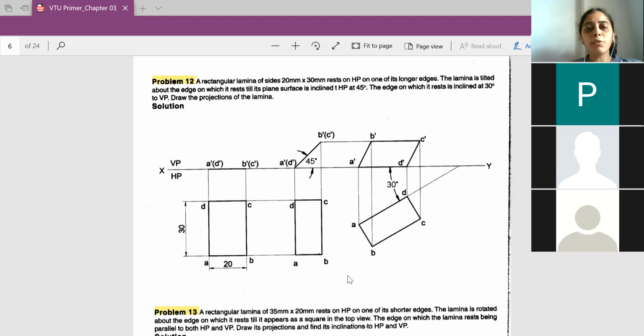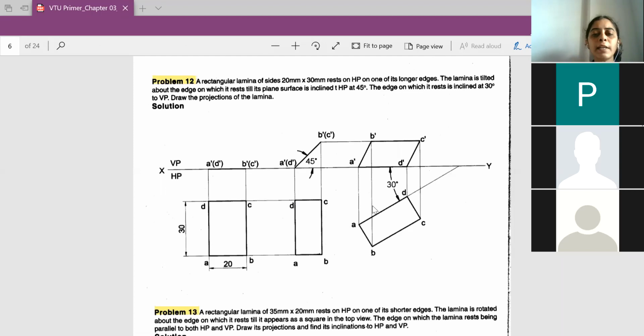After getting this, now you have to see the inclination with respect to VP. What is being given? The edge on which it rests is inclined at 30 degree to VP. So this is the longer edge on which it is resting. So this edge now has to be inclined to 30 degree to VP. Here we can notice it is a problem on the edge or the side, not on the diagonal, and hence we won't determine the beta angle because the true length of AD here is equal to the true length of AD here in the second stage.